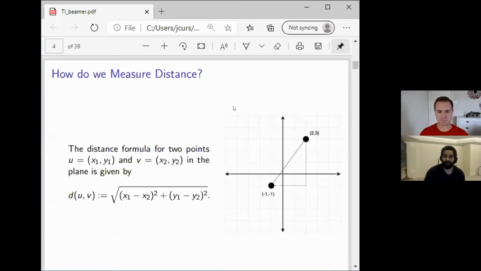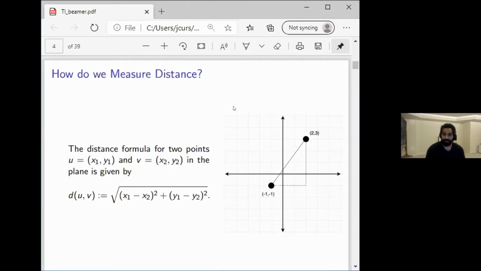Suppose you have two points U and V in the plane. The distance between them is given by the sum of squares of the difference in the first component plus the difference in the second component, and you take the square root. For instance, in this picture we're looking at the distance between the point -1, -1 and the point 2, 3. The way you measure distance here is you take 2 minus negative 1. This is 3. We square this. This is 9. Now we add the difference in the y component, which is 3 minus negative 1. So this is 4 squared. This is 16. And 9 plus 16 equals 25. We take the square root, and we see that the distance between these two points is 5.